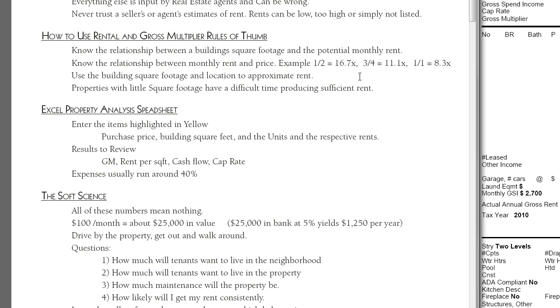If the rent was $4,000 on that $500,000 building, let's call that 3/4. Actually, that's 4/5. But anyway, 3/4 would produce a gross multiplier of 11.1. And if the income was only $2,500 on that $500,000 purchase price, then the gross multiplier would be 16.7. So as we get close to the rent equaling the purchase price, obviously off by a factor of 1,000, the cash flow gets very good.